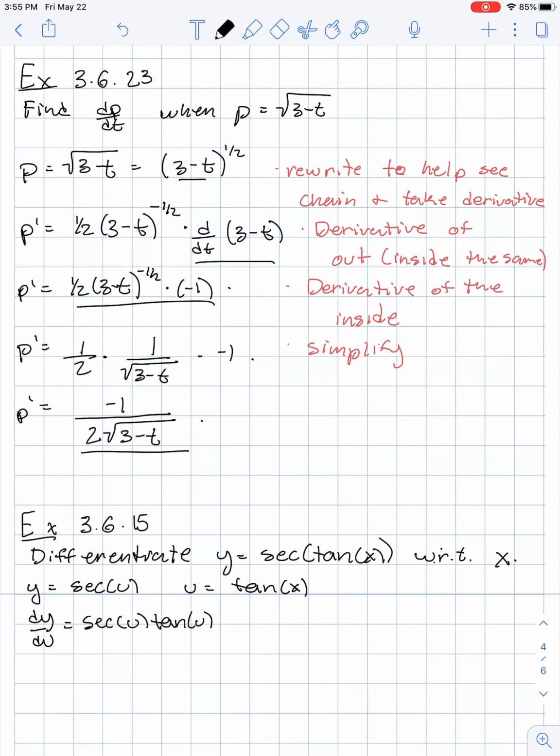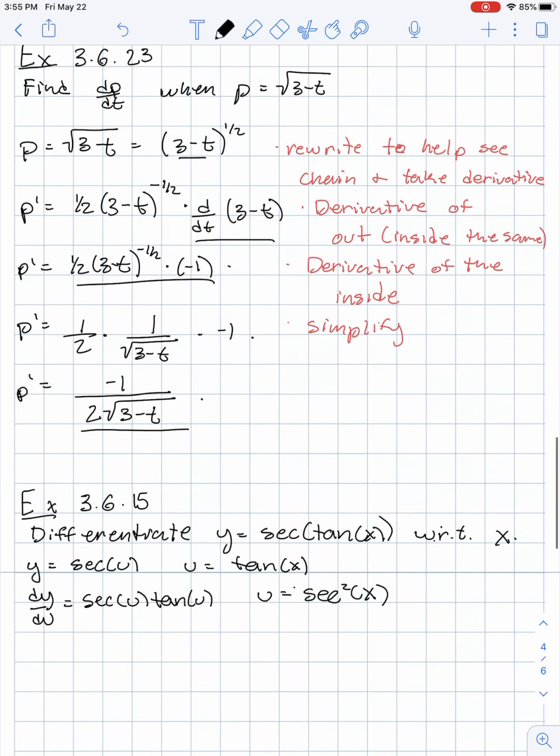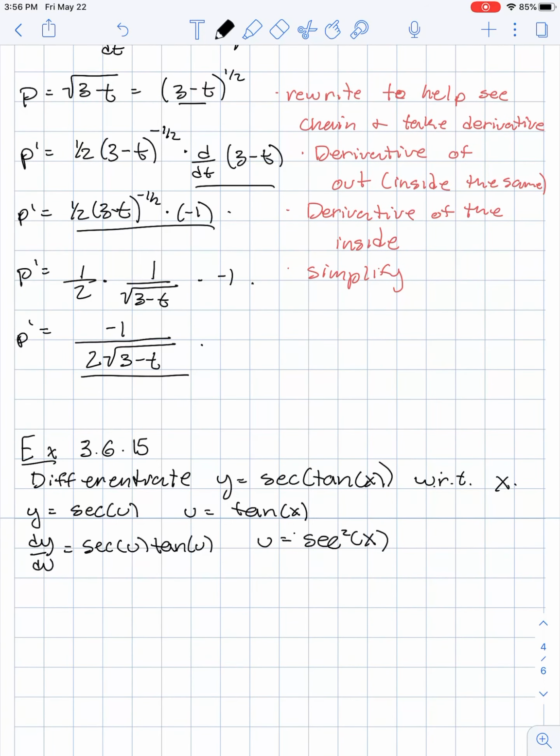This is why I like to do it, because you're multiplying two functions together, and that inside function is going two different places. It's going with the secant and the tangent. And then tangent's derivative is secant squared x, right? So let's combine them. So I'll get dy du times du dx, because that'll give me dy dx.